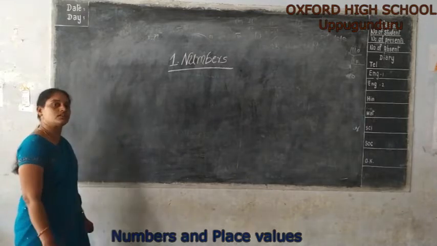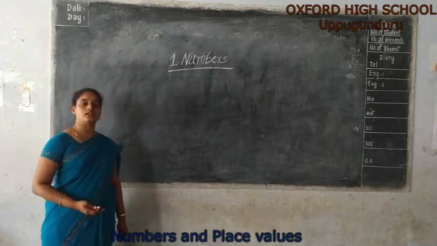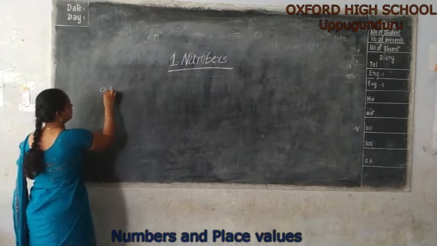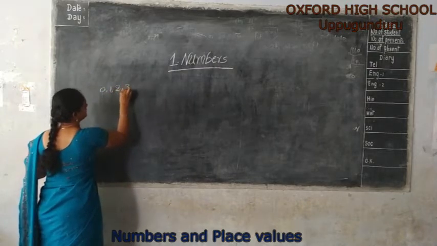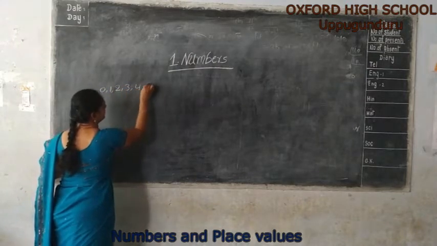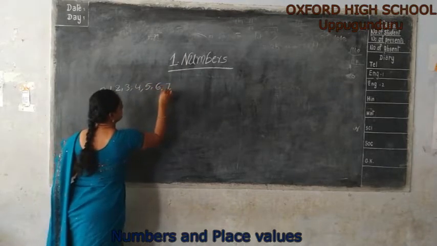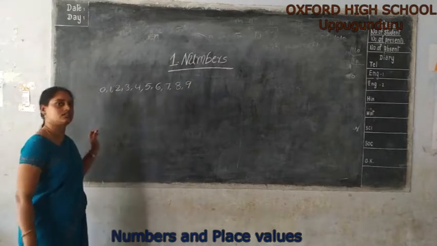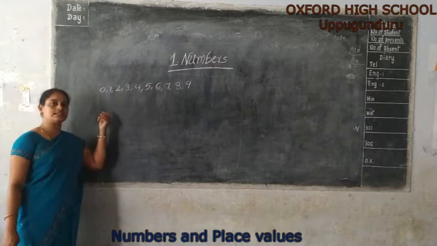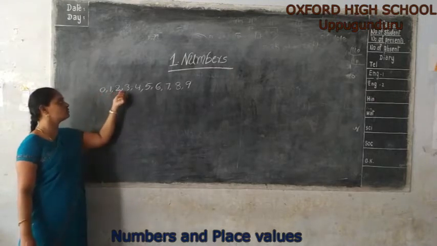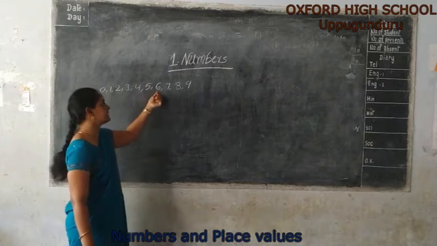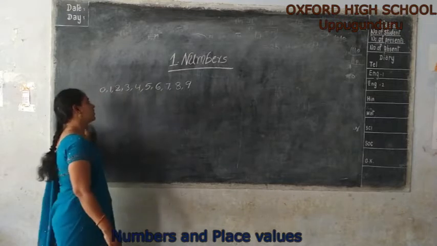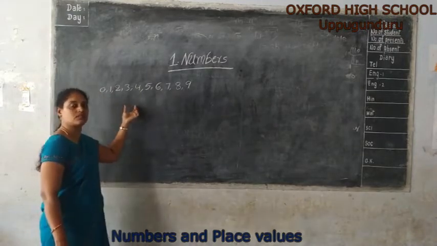Okay, what are called digits? 0, 1, 2, 3, 4, 5, 6, 7, 8, and 9 are called digits. These are single digit numbers.